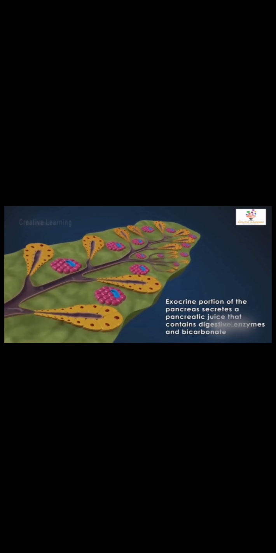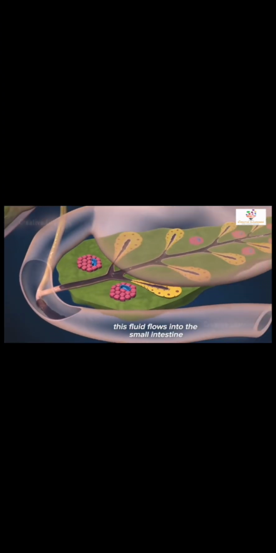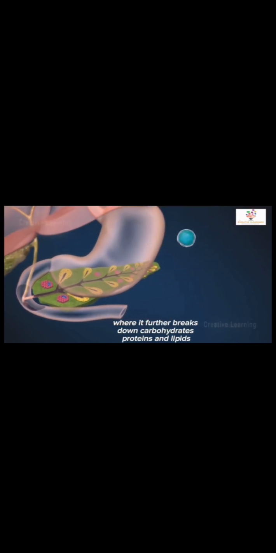The exocrine portion of the pancreas secretes a pancreatic juice that contains digestive enzymes and bicarbonate. These fluids flow into the small intestine, where they further break down carbohydrates, proteins, and lipids.